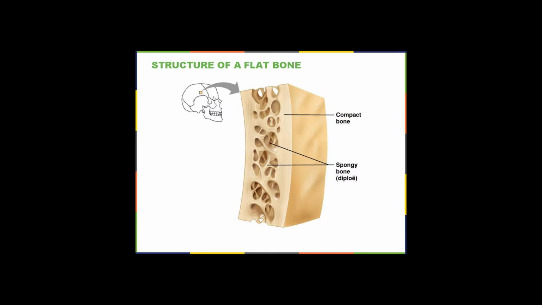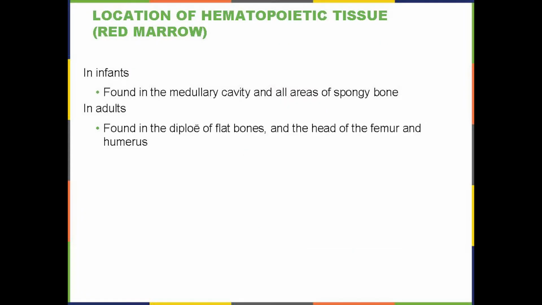So red marrow in infants is found in the medullary cavity of all areas of spongy bones. In adults, it's only found in the spongy bone of the flat bones, the head of the femur, and the head of the humerus, which is the proximal end of the femur and the humerus.